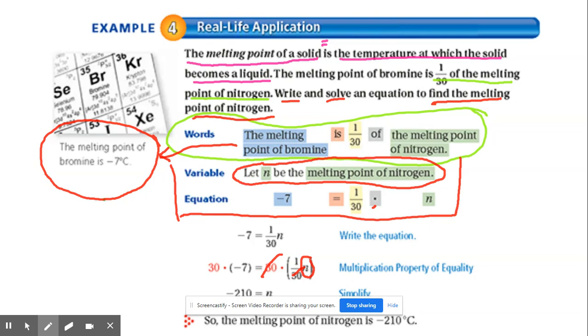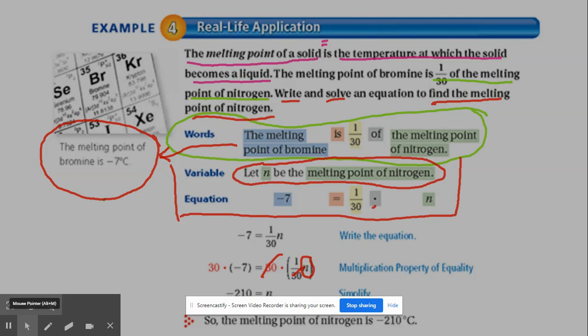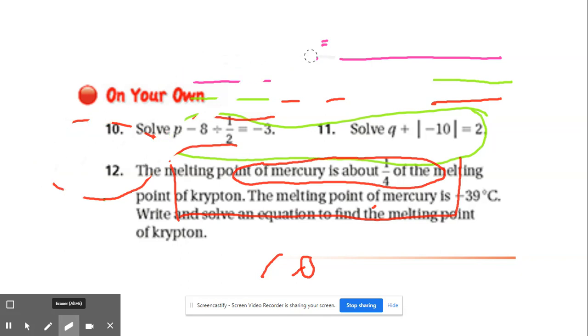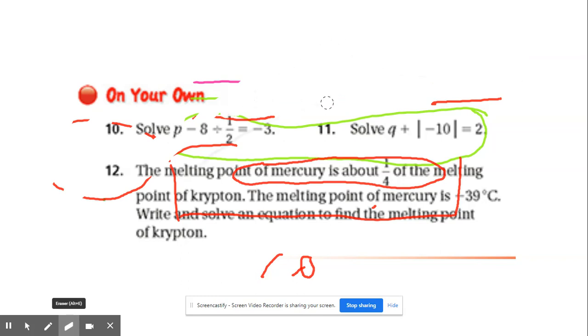Now we're going to move on and we're going to do some more try it problems. So what I'd like you to do is to do the on your own. Again, you're going to do these in your notebook.